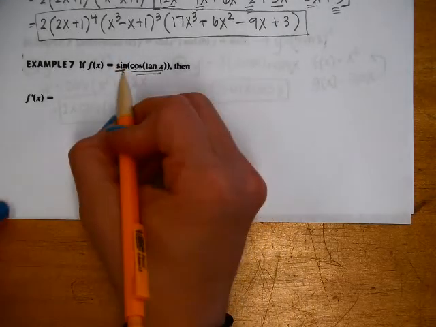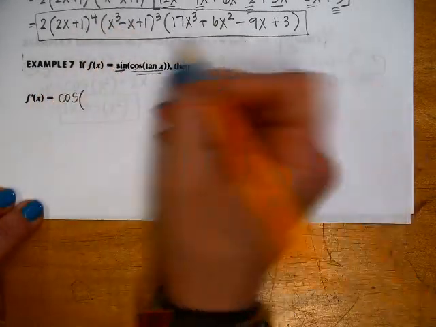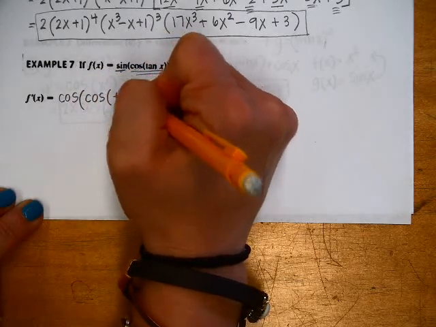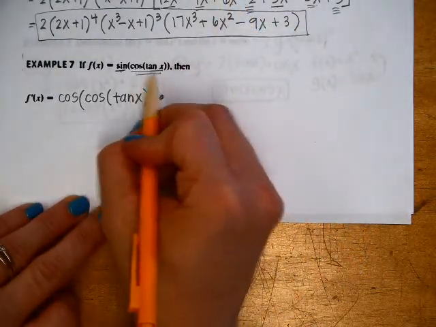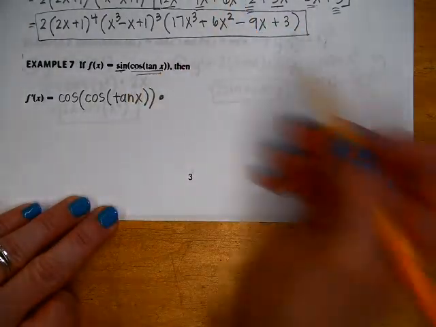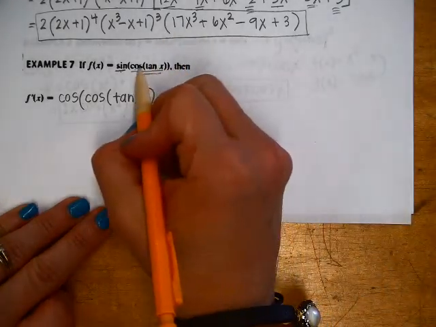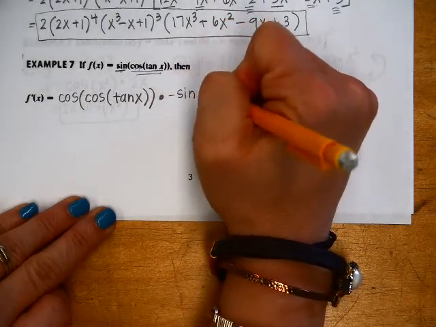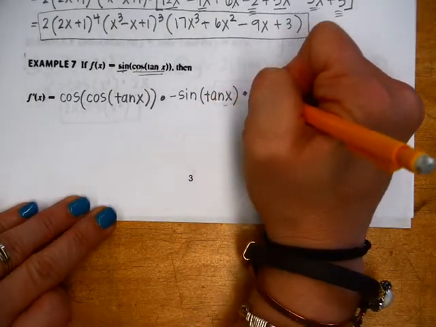So the derivative of the outside, the derivative of sine is going to be cosine. And then we're going to leave all of this the same. Cosine of tan x, none of that's going to change, times the derivative of the inside, okay? But again, when we take the derivative of the inside, that's going to require us to do the chain rule again. So the derivative of cosine is negative sine. Leave your tan x the same. And the derivative of the inside, which is tan x, is going to be secant squared x.